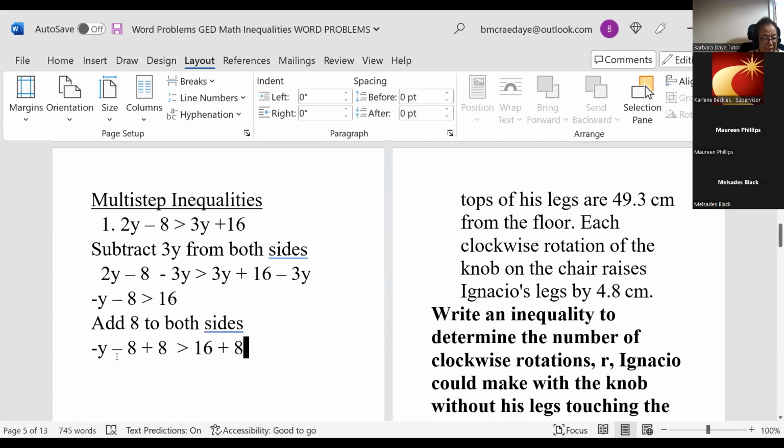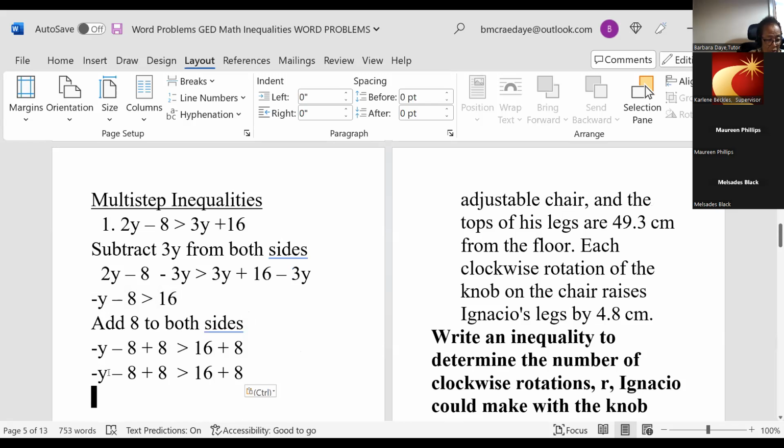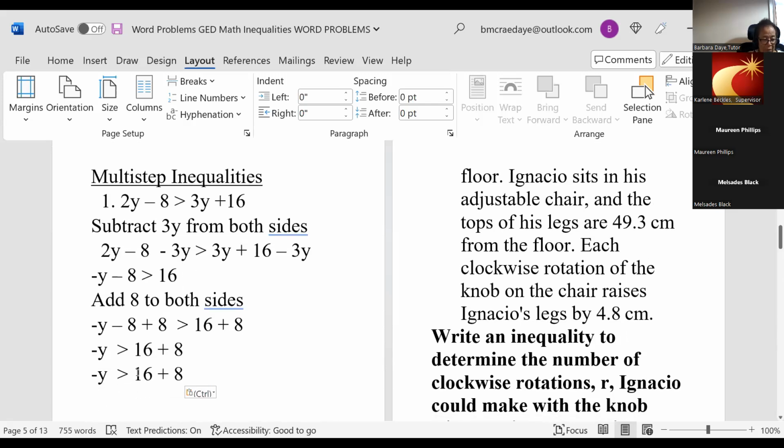Now, on the left, minus 8 plus 8 gives you 0, so you have just a minus y left, right? So let me just copy this. Take out the 8s because they add up to 0. Minus 8 plus 8, 0. And 16 plus 8 is what? 24. So let me just copy that and put our 24. So that would be 24.